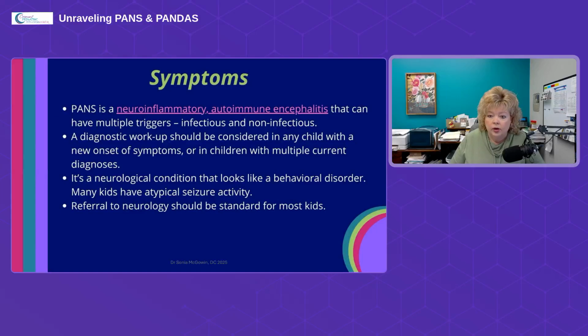Okay, so remember, at its core, this is a situation where a child's brain is on fire. It's neuroinflammatory autoimmune encephalitis. Again, with multiple triggers. Maybe the trigger is infectious, like strep or Epstein-Barr virus. Maybe it's non-infectious, like mold or sedation. So any child who has a new onset of symptoms, or in kids who have a long list of diagnoses, they really need to be worked up for PANS and PANDAS.